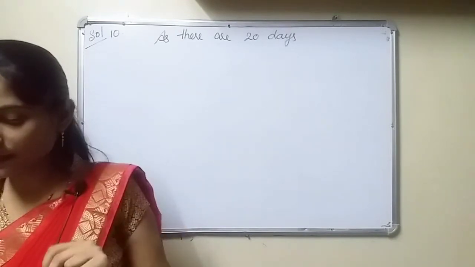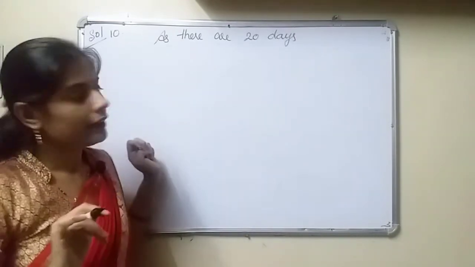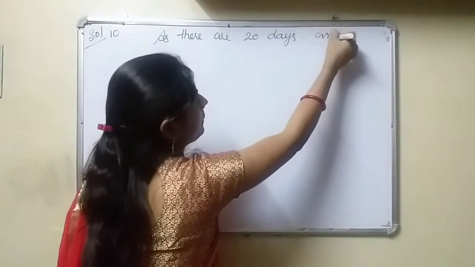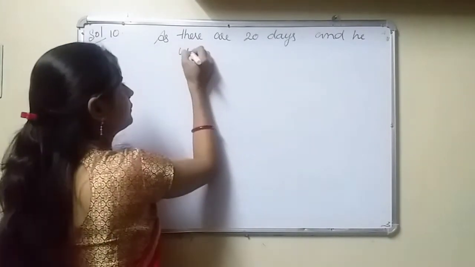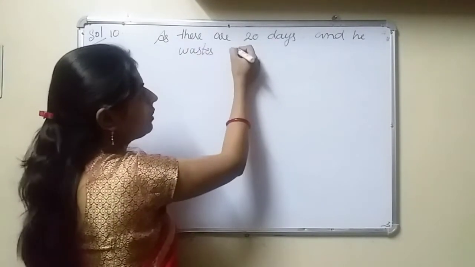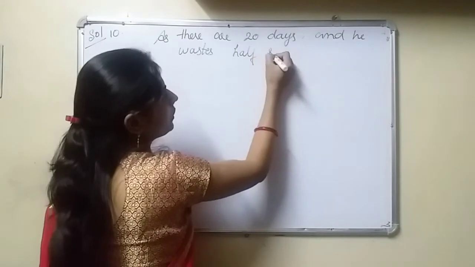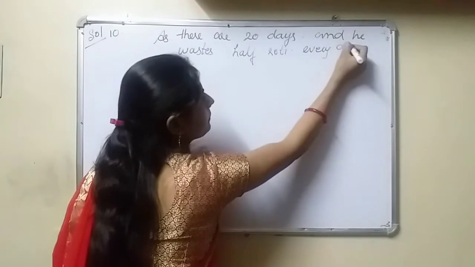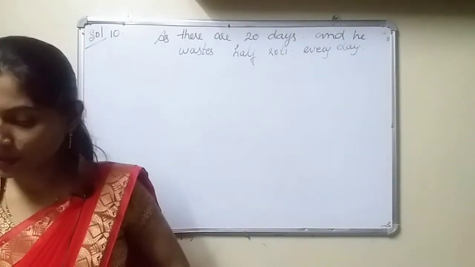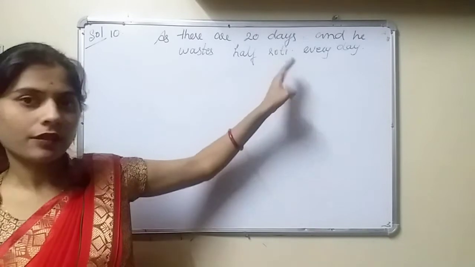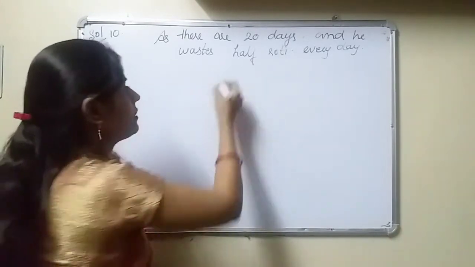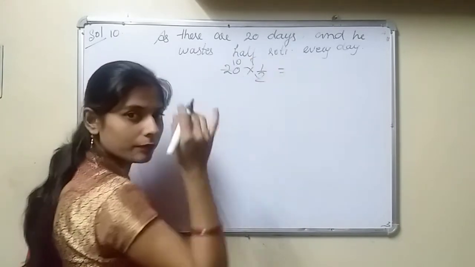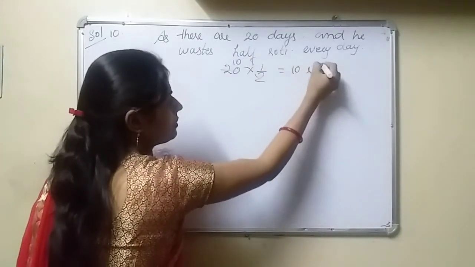So how many rotis does he take? And every day how many rotis does he waste? That is half of a roti he wastes every day. Now see, so in 20 days, how many rotis does he waste? That is 20 into half, which will become 10. So in 20 days he wastes 10 rotis.